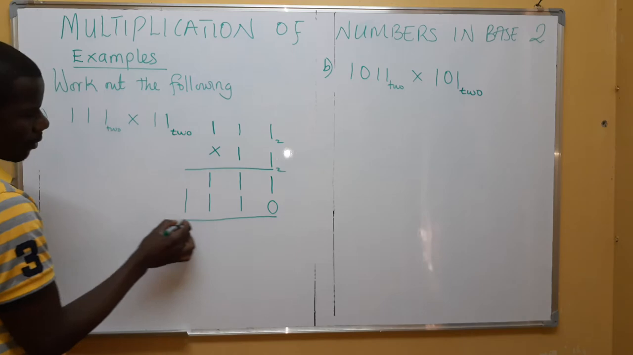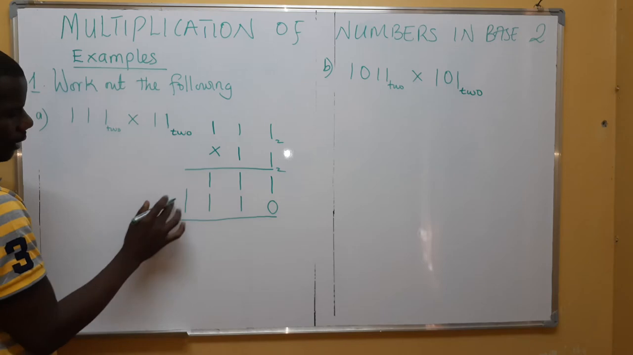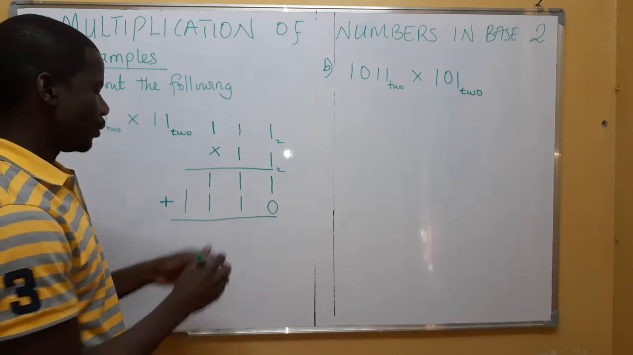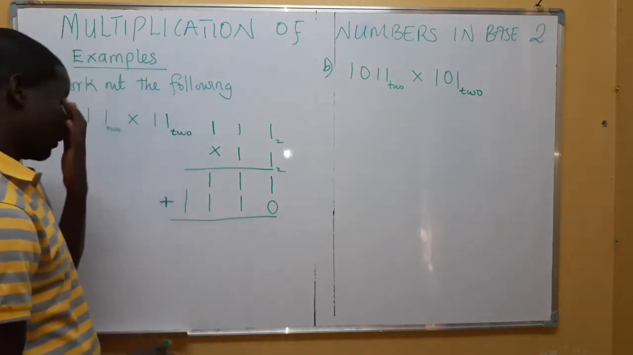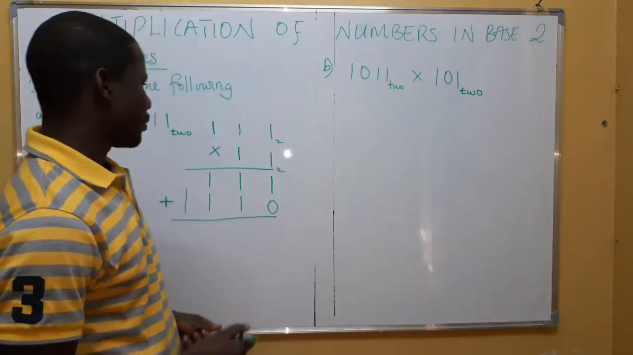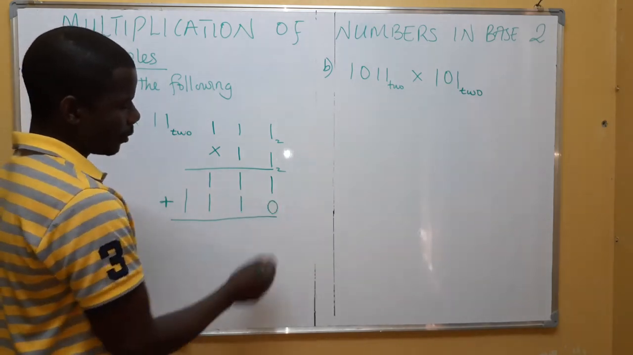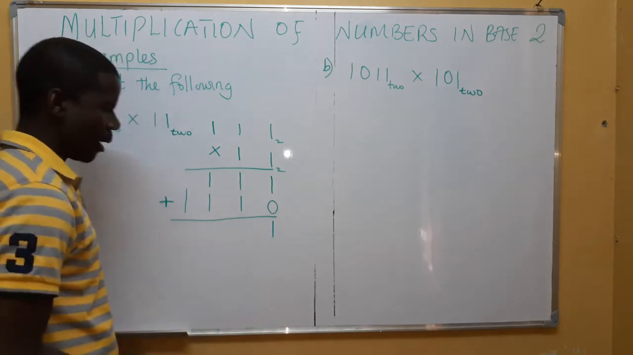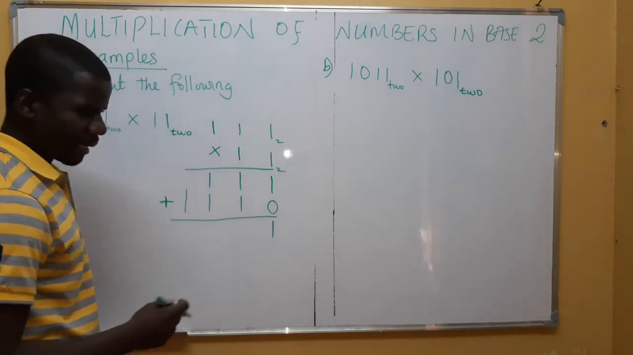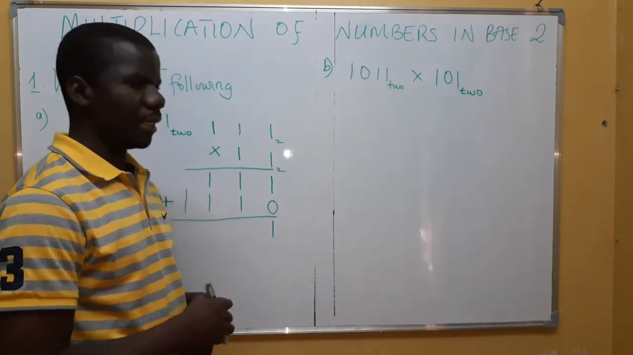So at this point now, we need to add. Addition is taught in grade 7, but we'll still repeat here as we do it. We remember that we are dealing with a number that is in base 2. So we add 1 added to 0. What do we get? This is going to give us 1. Then 1 plus 1, what do we get? We get 2. Now remember that we're dealing with a number that is in base 2. So 2 itself is not supposed to appear here.